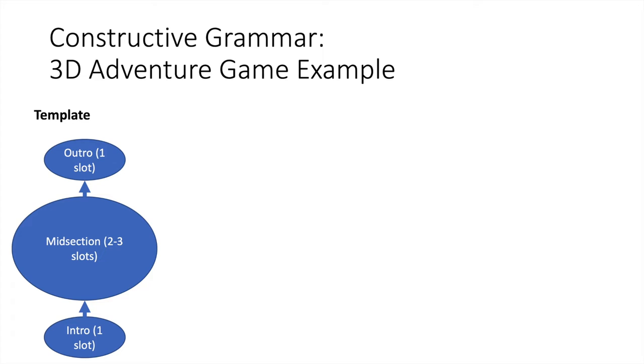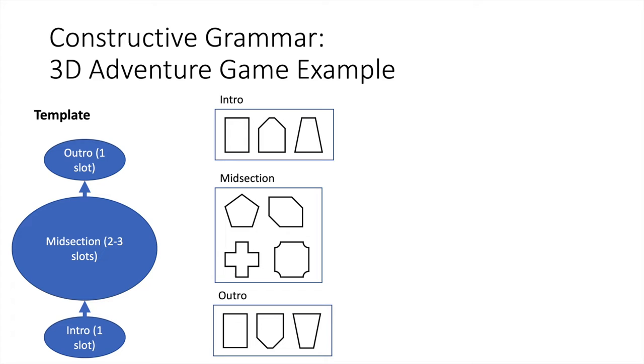Okay, so now we need categories and tokens in those categories. So here are our intro tokens rather, that could go in our intro slot, our four mid-section tokens that can go in our 2 to 3 mid-section slots, and then our outro tokens. Now you'll note, all I've done is turn the intro and outro 180 degrees. Forgive me, I'm limited in my shape selections here.